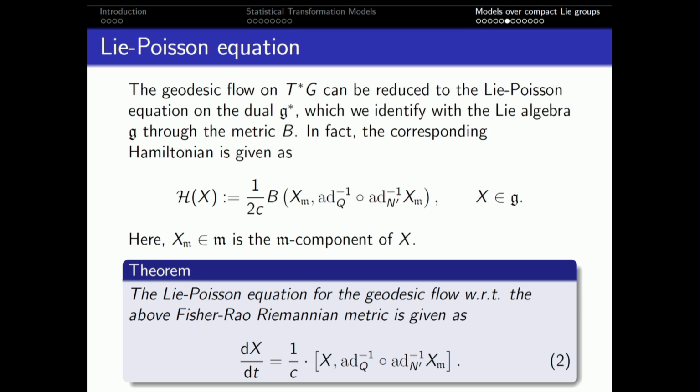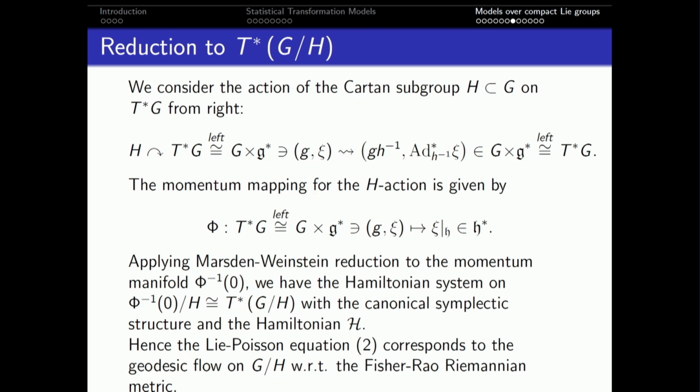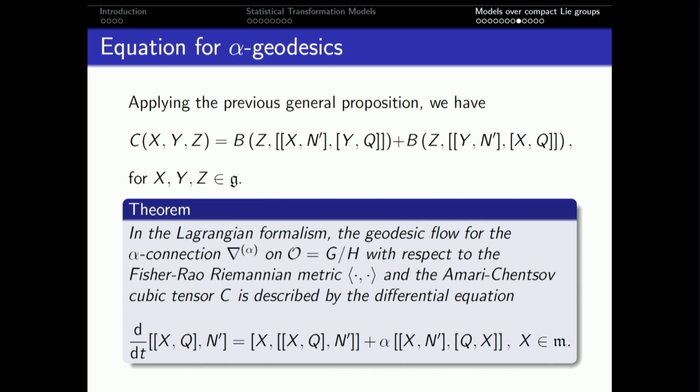But I don't really touch this. Rather, I would like to move on to the situation when we have really alpha connections rather than just the Levi-Civita connection. For that, we need to have some explicit formula for the Amari-Chentsov cubic tensor, and this is it. In fact, we can use the previous formula. We apply it in this specific case, and that's the formula.